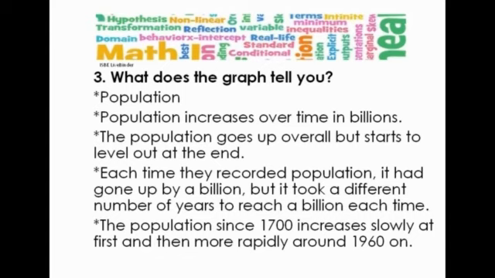Another student observed that each time they recorded the population, it had gone up by 1 billion, but it took a different number of years to reach 1 billion each time. And I thought that was a very keen response. That student did not have the language to discuss slope, but yet still made a valuable observation that demonstrates understanding. And lastly, the population since 1700 increases slowly at first and then more rapidly from 1960 on. So as you can see, students are interpreting these graphs in many different ways and using many tools that they come to class with and previous knowledge.